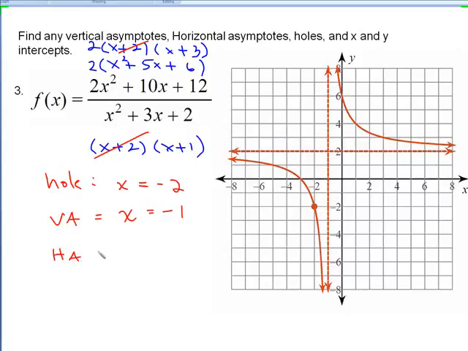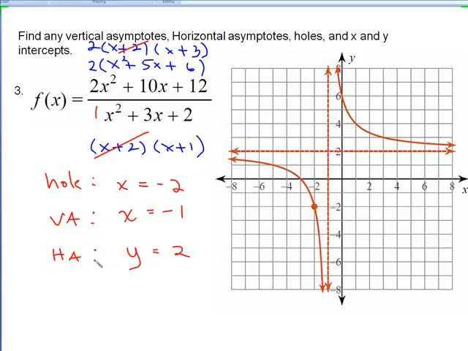Horizontal asymptote: these degrees are the same, so we look at the coefficients, 2 over 1. So it's the line y is equal to 2.